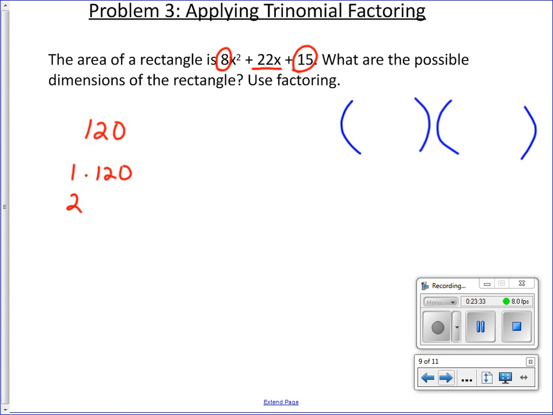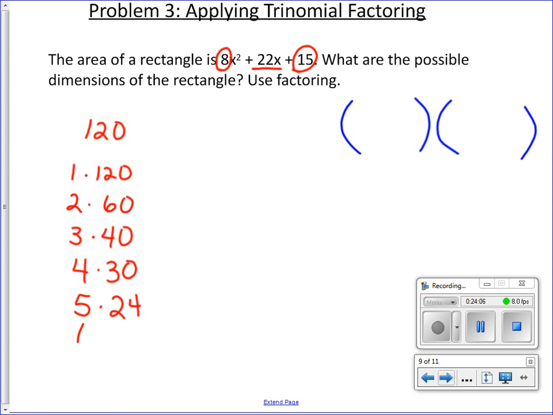All right, so we have 2 times 60. That won't add up to 22. How about 3 times 40? And 3 and 40 won't work to give us 22. Let's go 4 times 30. And 4 and 30 won't make 22. Let's go 5. And 5 times 24 will give us 120, and that's not going to work either to give us 22.